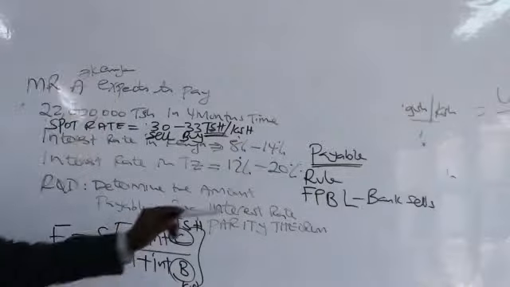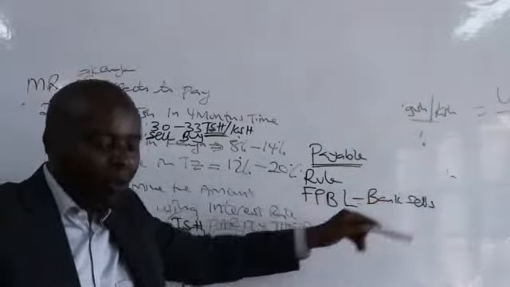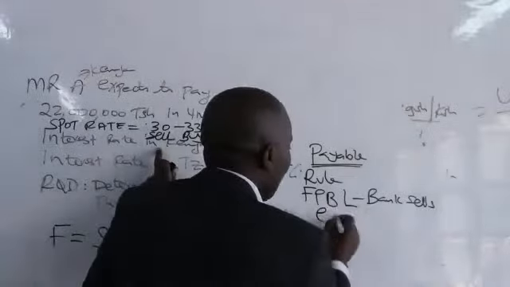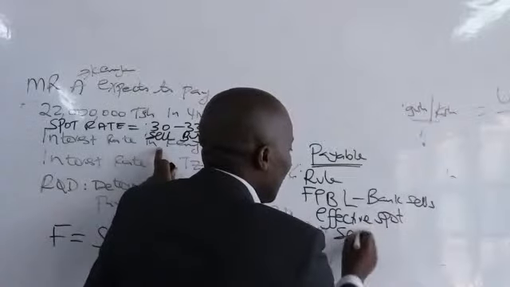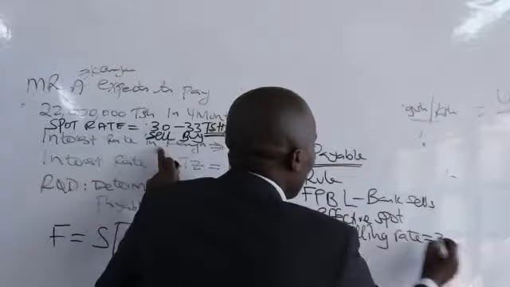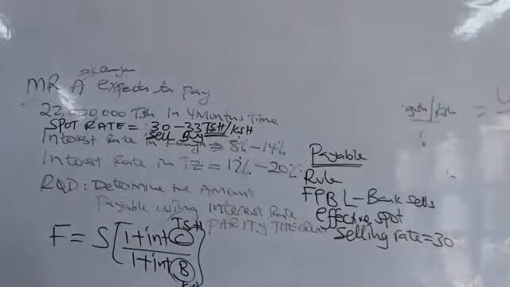So na tumesema kwamba the bank is doing what here? The bank is selling. So the effective selling rate should be 30. So the effective spot selling rate equals 30.